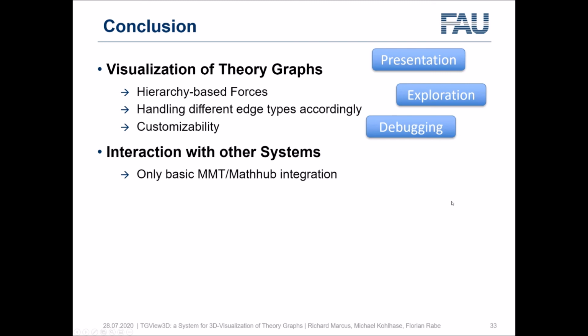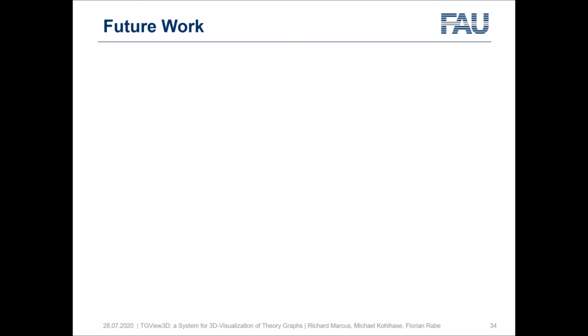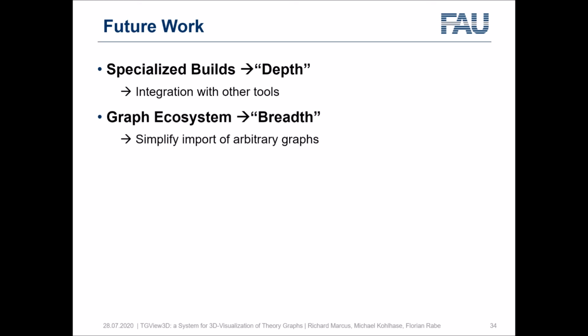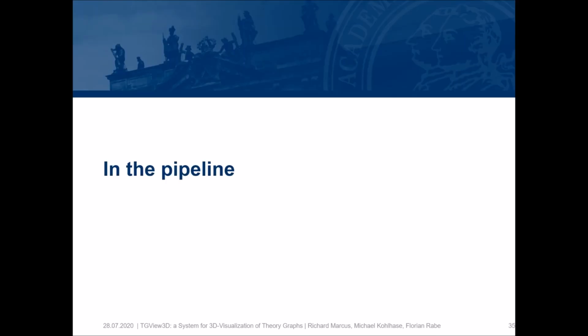Then we have the system interaction, which right now is only the MathHub MMT integration, but we want to do something better in the future. For example, we want to have really specialized builds that work closely together with other tools like maybe theory improvers or something like that. And on the other hand, build a graph ecosystem that helps us to import very different kinds of graphs. Last, I want to give you a quick preview of what we have in the pipeline.